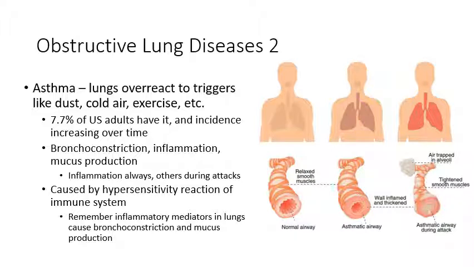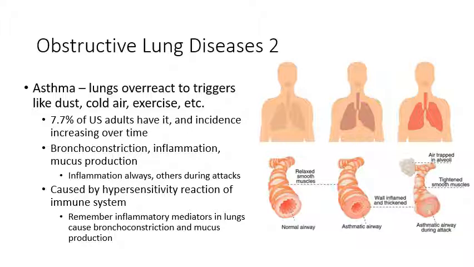Okay, next we have asthma. Asthma is extremely common. Actually, 7.7% of US adults have asthma, and an even larger percentage of children in the US have asthma. That's because asthma rates are just going up over time, and we're not really sure why. We don't really know exactly what causes asthma, but it's probably related to pollution, you guys.